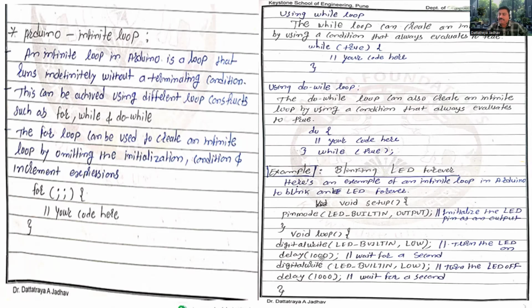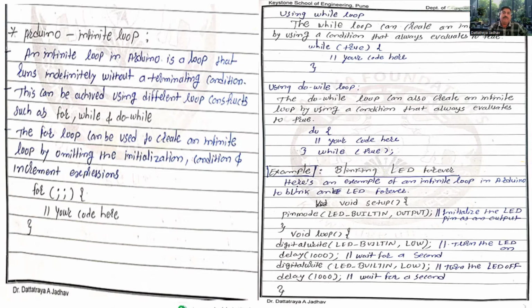Delay, we give the delay. Wait for a second. Then digitalWrite LED_BUILTIN, LOW again, to turn off the LED. So considering these two parameters, there will be some relation with the parameter. So every 100 milliseconds it will continuously evaluate that parameter.